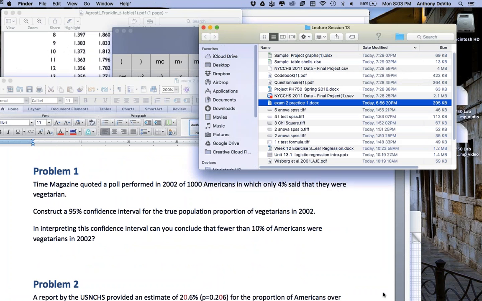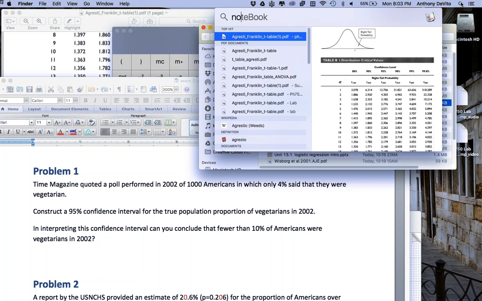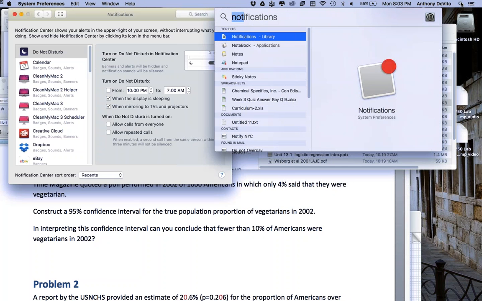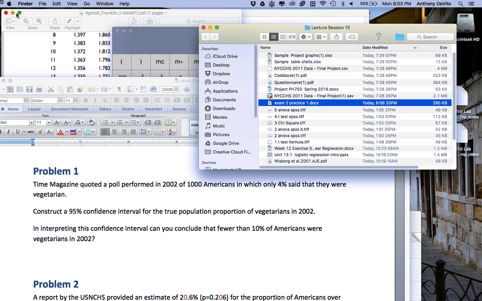Let's see if I can find my notepad again. Oh, oops. I don't want that.